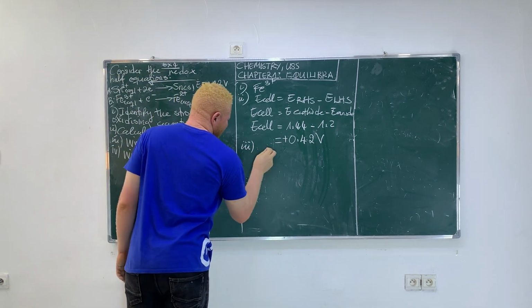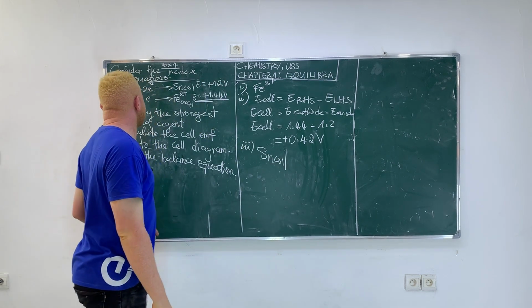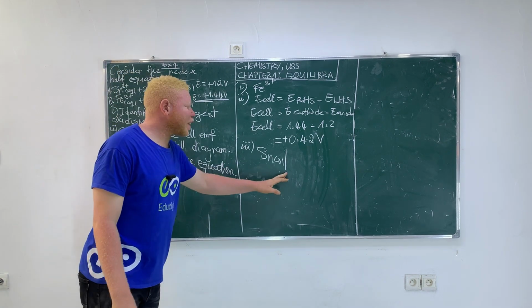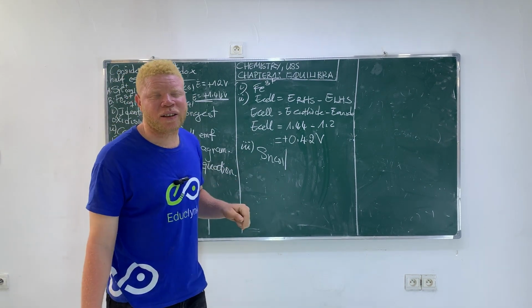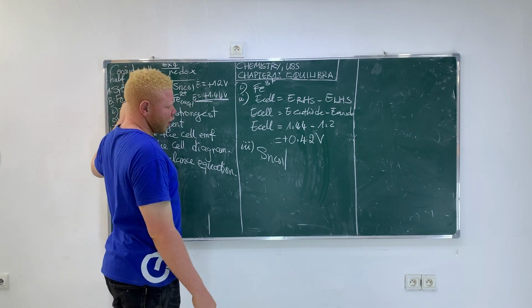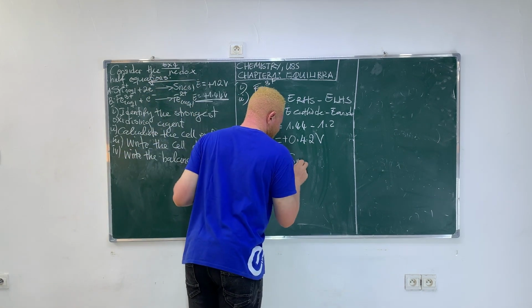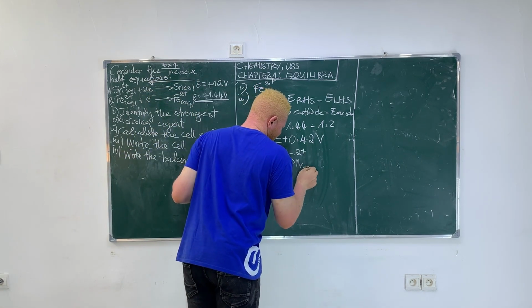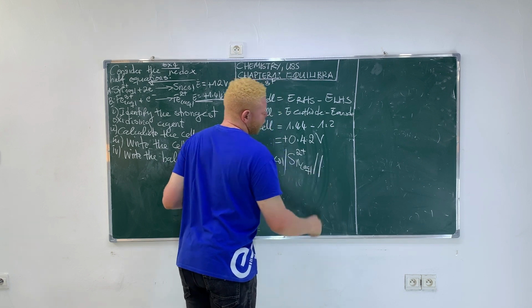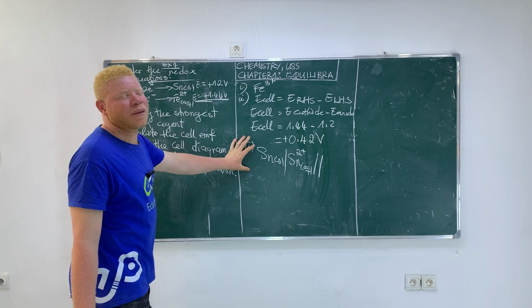So here we have Sn, solid, slash. I told you that when you put this slash, it means a change in state. We're moving from the solid state to the aqueous state. That is what I'm putting in the bar. So slash Sn2+ aqueous, with a bridge. This is only the anode I've written.